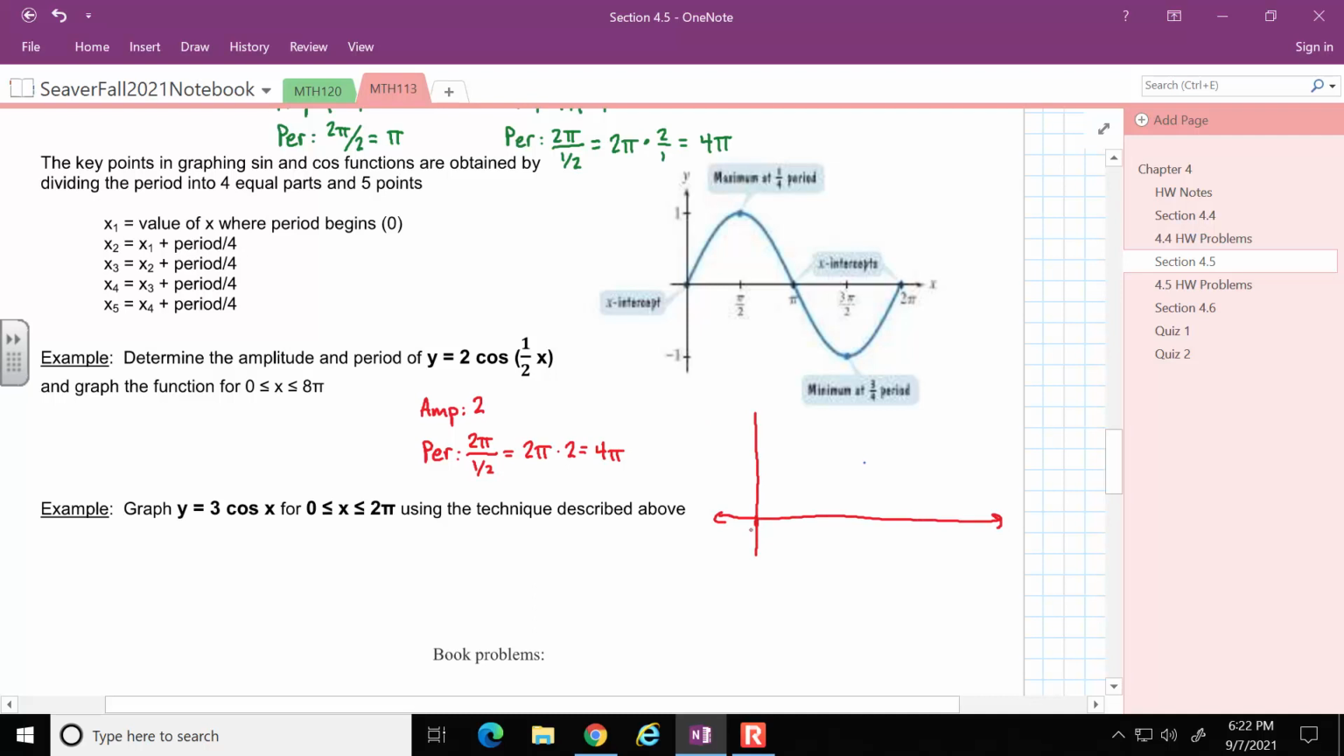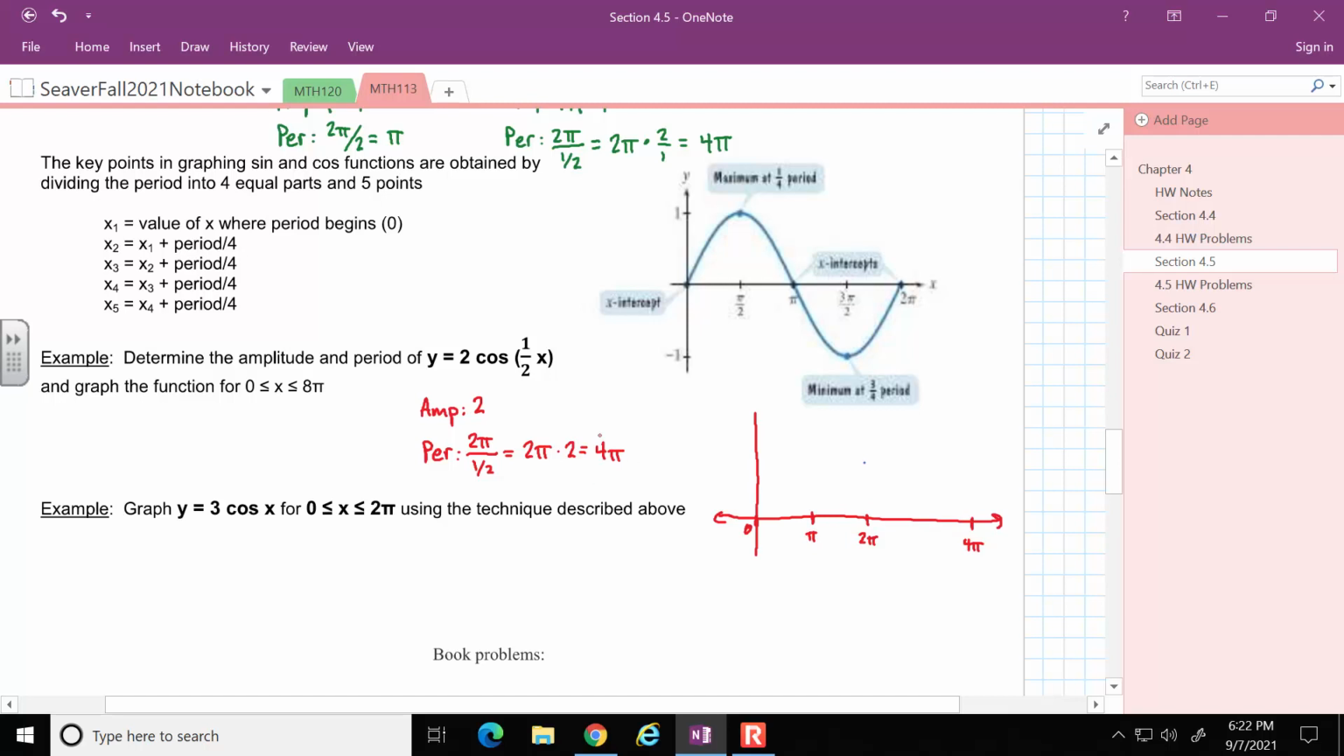So, all right, my first point is going to come somewhere here at 0, and then out here somewhere I'm going to have this 4 pi is my period. Okay, so there's different ways to come up with these key points, right? You could take that in half and say, all right, that's 2 pi. And if I split that in half, I'm at pi. So that's one, and we talked about that.